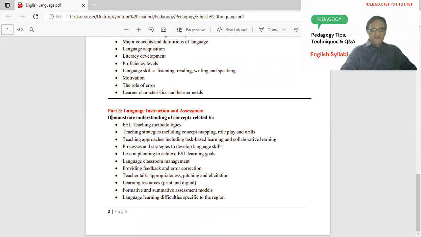Another important and major part, which has 40% of the weight, is ESL teaching methodologies and teaching strategies, including concept mapping, role play and drills, and teaching approaches including task-based learning and collaborative learning. I have already uploaded the teaching approaches and teaching styles. You can go through these lessons.